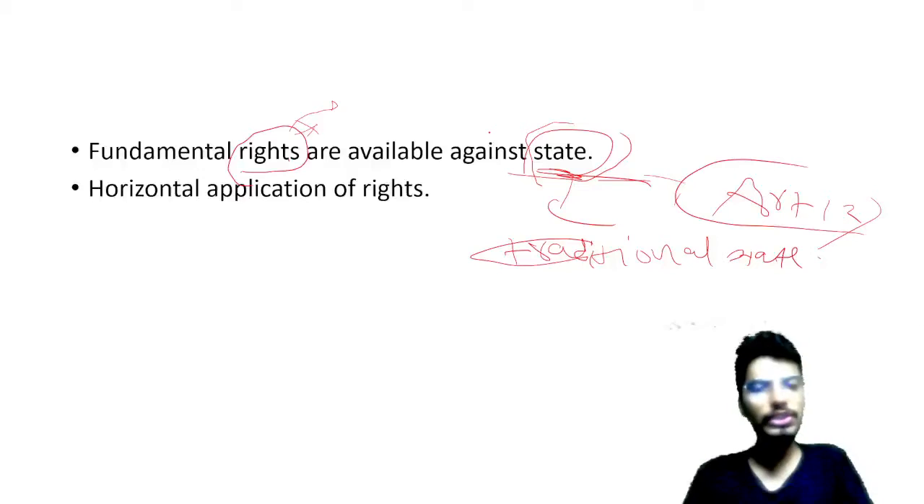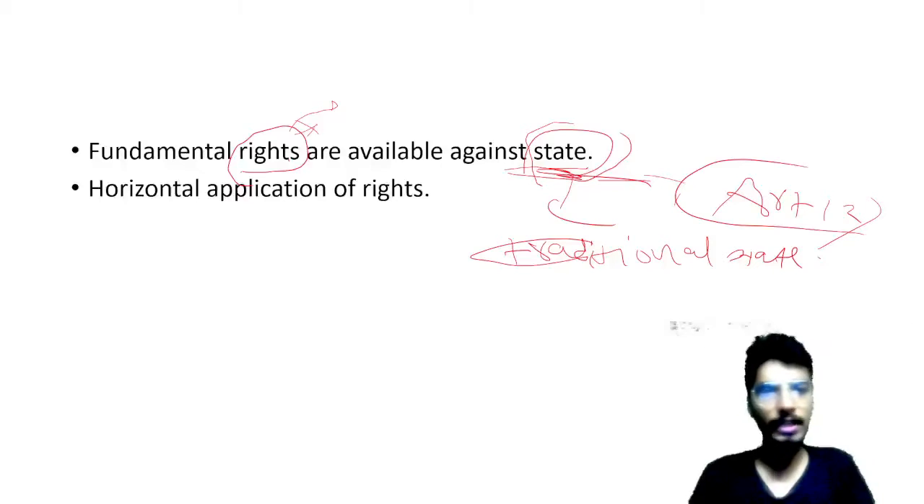But right now we just need to understand that fundamental rights are available against a state. This is the traditional idea, and this is applied even in India, and you see that a lot of rights which are there are applied against the state. But then there is a new concept, like horizontal application of fundamental rights. So when you talk about horizontal application of fundamental rights, what do we mean by this?